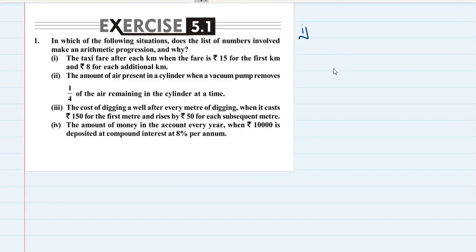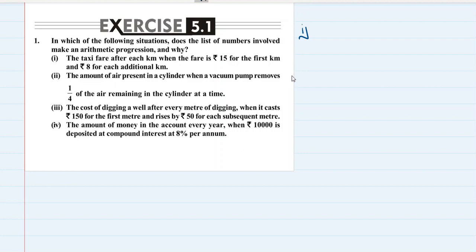In which of the following situations does the list of the numbers involved make an arithmetic progression, and why? So they have given some situations. The numbers involved in the situation, do they make an arithmetic progression or not? That we have to find out. And if you think that this situation makes an arithmetic progression, then why do you think so? That's also what you have to say. So basically you have to identify the first term and the common difference, if there is one.